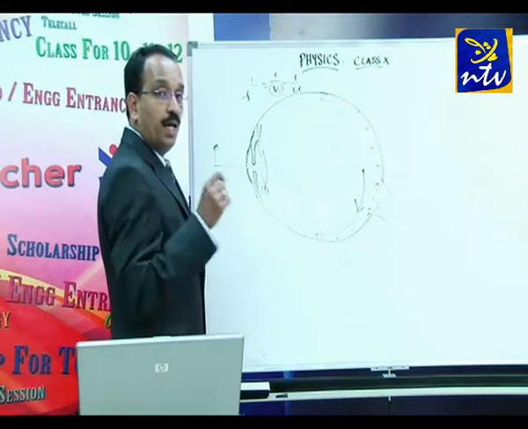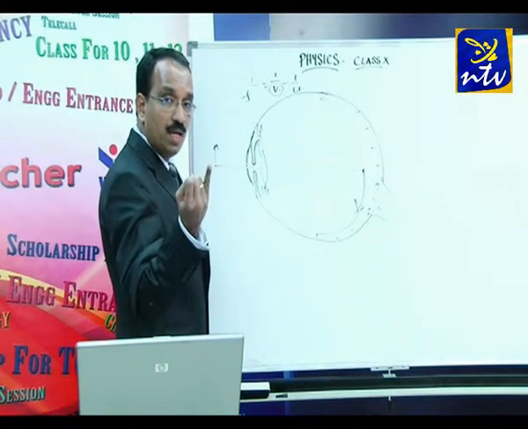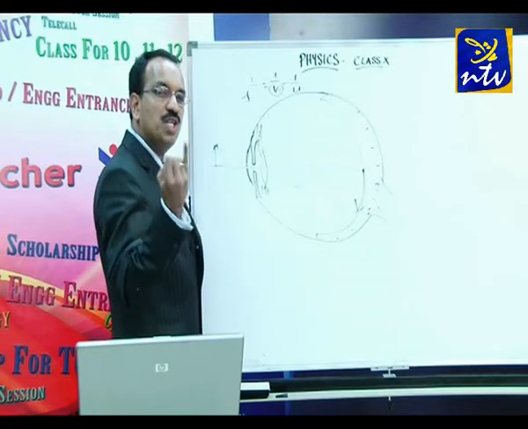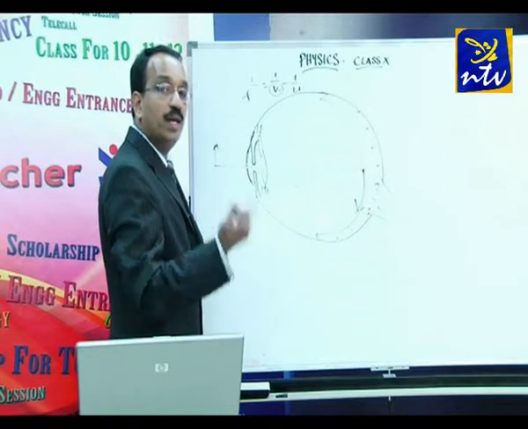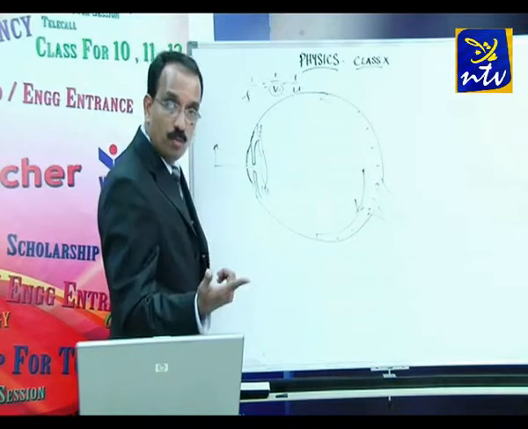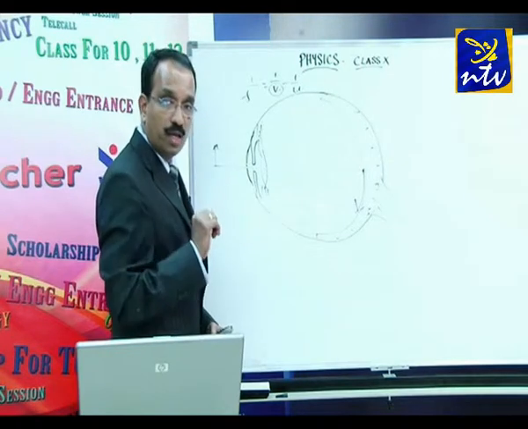Along with that, I told you about the power of accommodation of the eye, right. Power of accommodation is achieved with the help of what? Ciliary muscles. Then weakening of ciliary muscles leads to a problem. What is that problem called? Presbyopia. I hope it is clear, right.